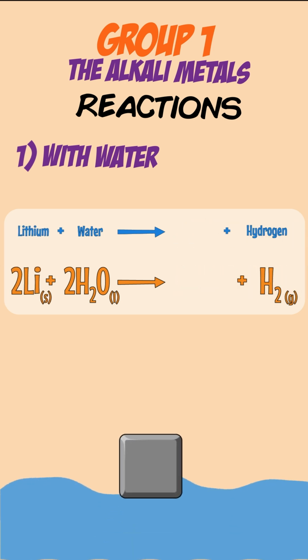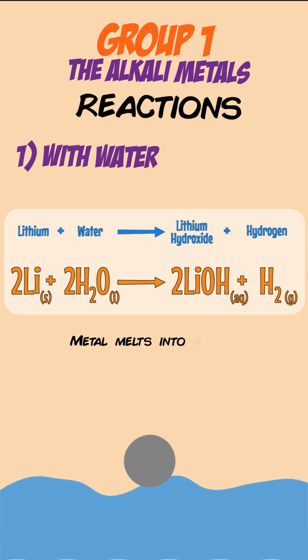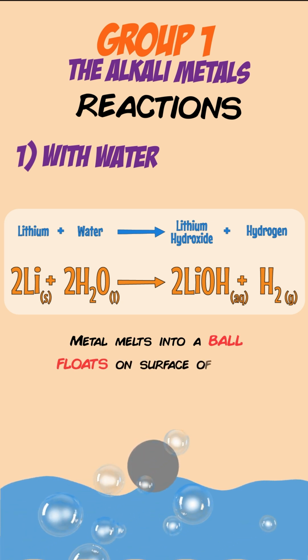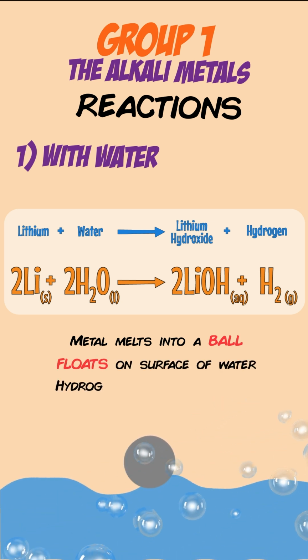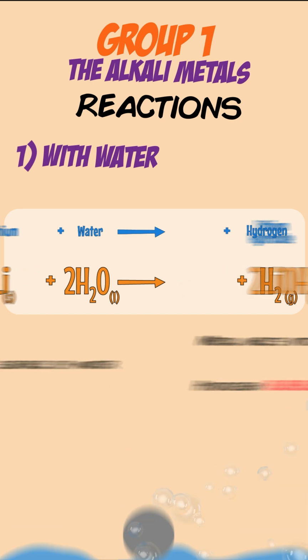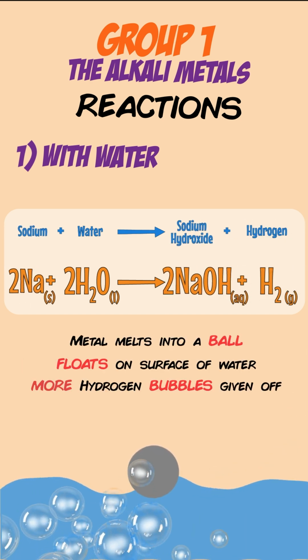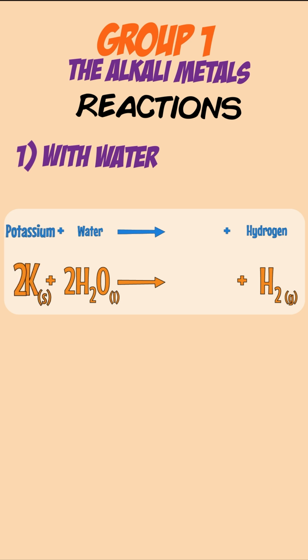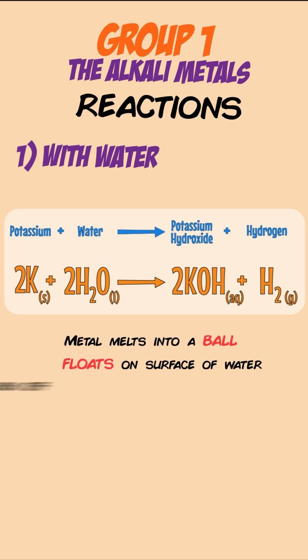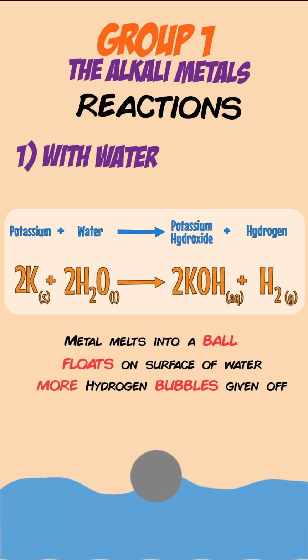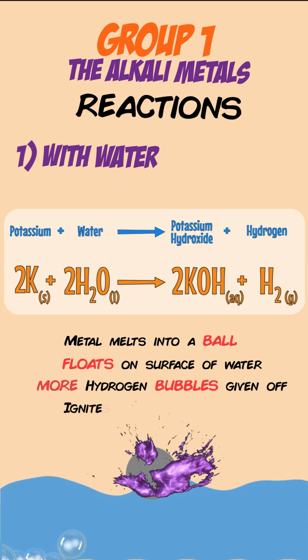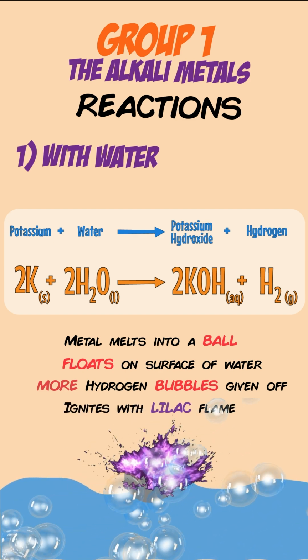So for lithium, for example, you'd see it melt into a ball and float around on the surface of the water with hydrogen gas bubbles being given off. But if you were to use sodium instead of lithium, more bubbles will be released. If you use potassium instead, which is even further down the group, the reaction would be so violent that the ball of metal will catch fire with a lilac flame while it floats around in the water.